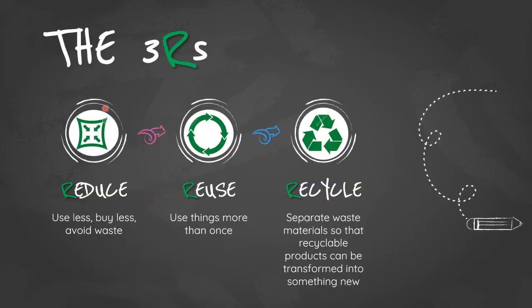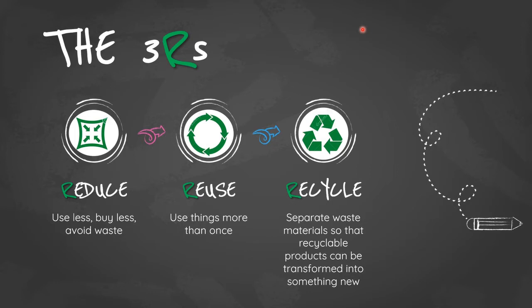We're going to speak about the 3 R's of the environment: reduce, reuse, and recycle. So reduce: using less of, buying less of, avoiding waste. So turning off the lights when they're not being used, taking shorter showers, carpooling with a friend or a neighbor, walking, saving electricity. Reusing: using things more than once.